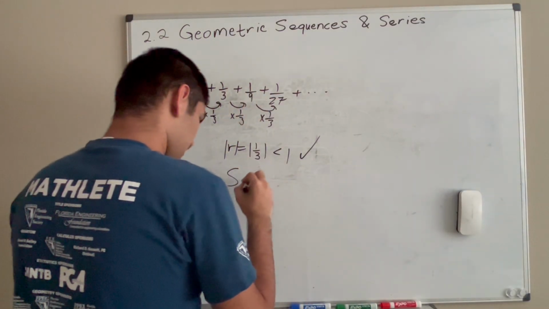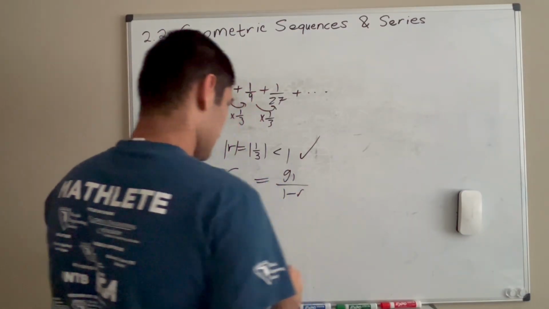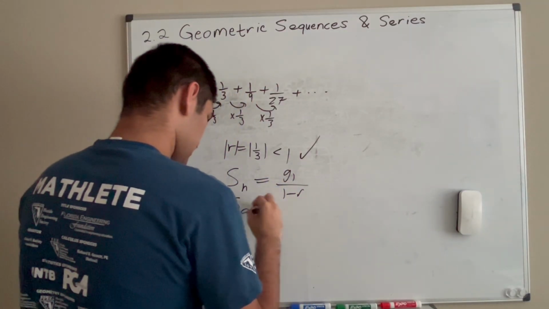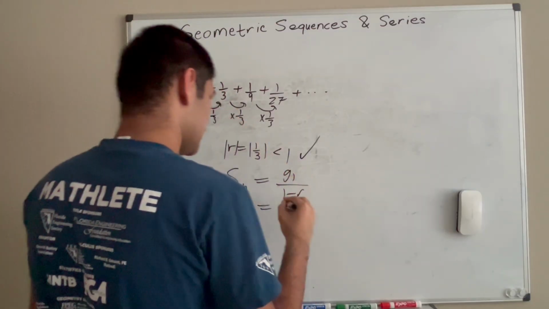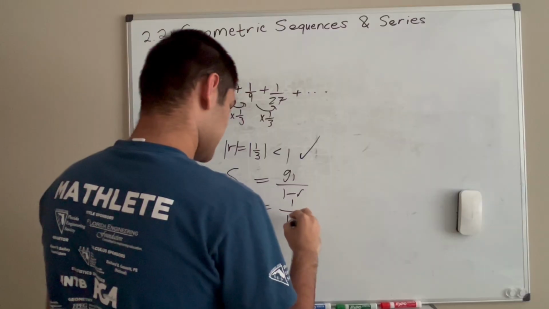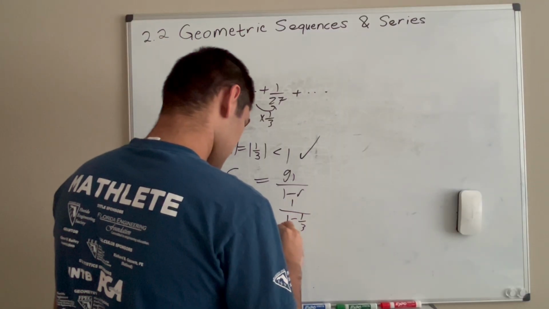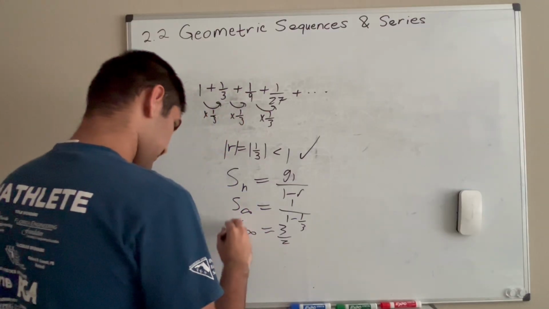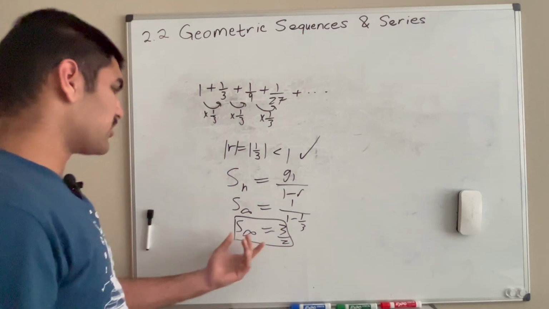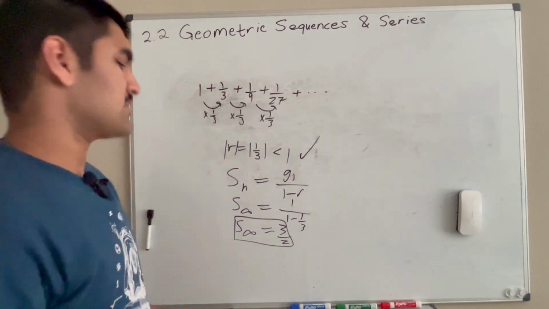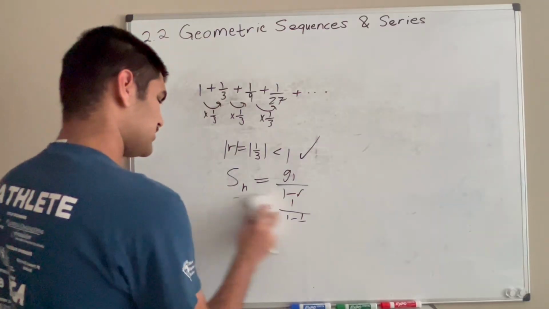And so that means that this will converge. So we can just apply the formula that we have. The infinite series is equal to the first term over 1 minus r. The first term is 1, over 1 minus the common ratio, which is 1/3. So you get 3/2. I think that's pretty cool, how an infinite series can converge to some value. All right, let's do another one.